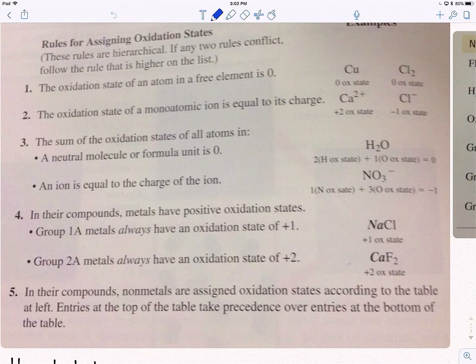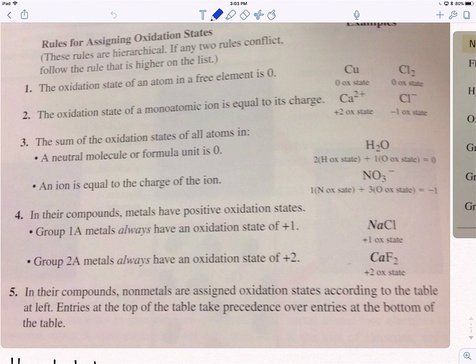The oxidation state in a monatomic ion, so mono, like a monogamous relationship, you're with one person, a monatomic ion, one ion, is equal to its charge. So, like calcium plus two, oxidation state is plus two, chloride minus one, chlorine's oxidation state is minus one. The sum of the oxidation states for all the atoms in a molecule or a formula unit is zero. For an ion, it's equal to the charge of the ion.